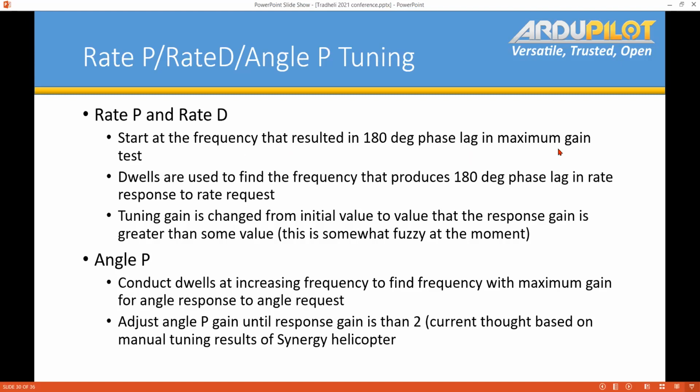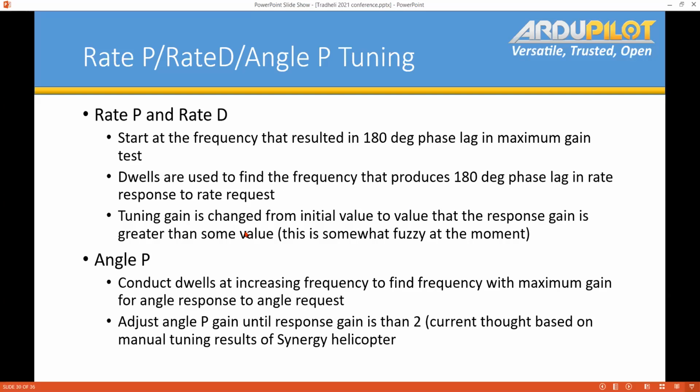And then we can start from the one where we determined for maximum gain, but now that we added rate D, we'll add like 25% of the maximum gain rate D. And since we added that rate D, it actually shifts that 180-degree phase lag. It actually goes to the right. So we have to go to higher frequencies and find that 180-degree phase lag again, and then look at what the gain output is, and then we can change the actual rate D again and see how that output response gain changes.